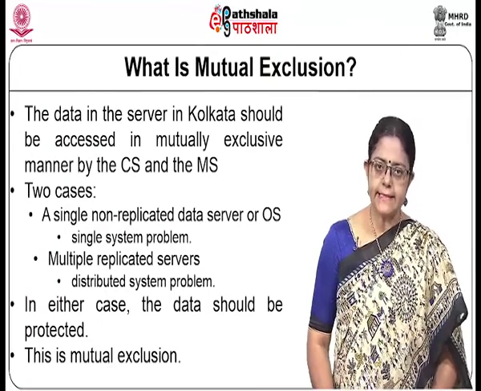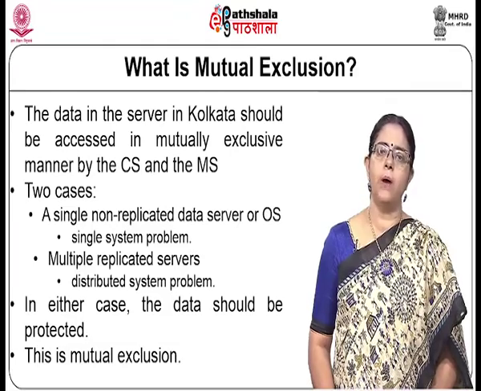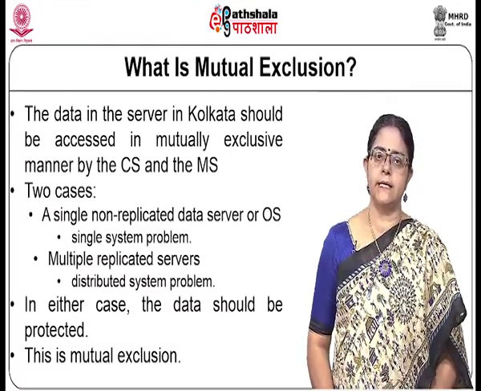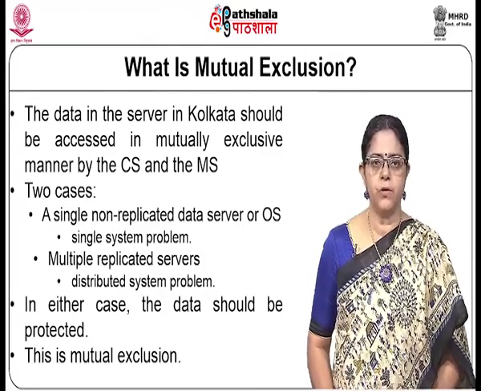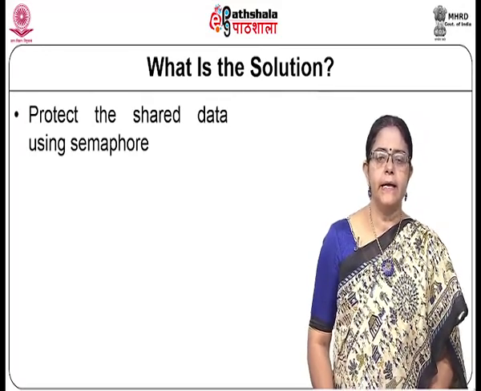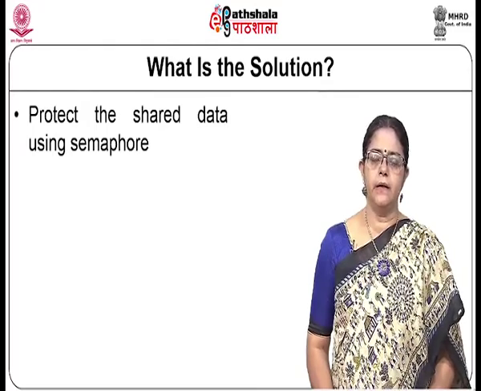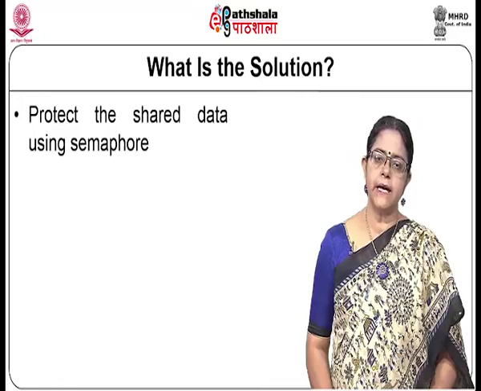So, this ability to allow only one of the clients or servers to access data which is shared among multiple entities is called mutual exclusion. So, how to resolve it? We simply need to protect the shared data. So, how do we protect the shared data?